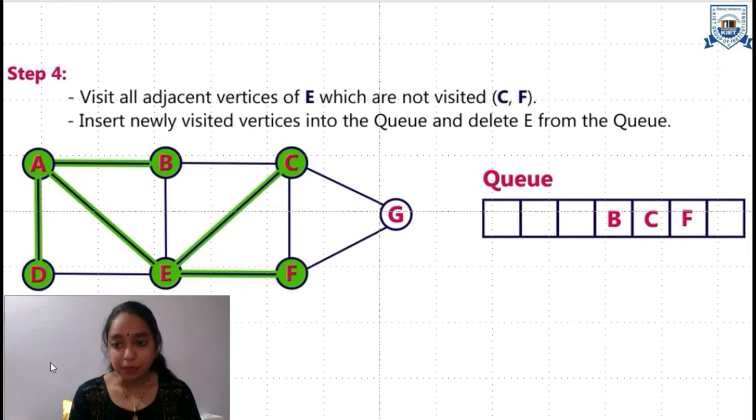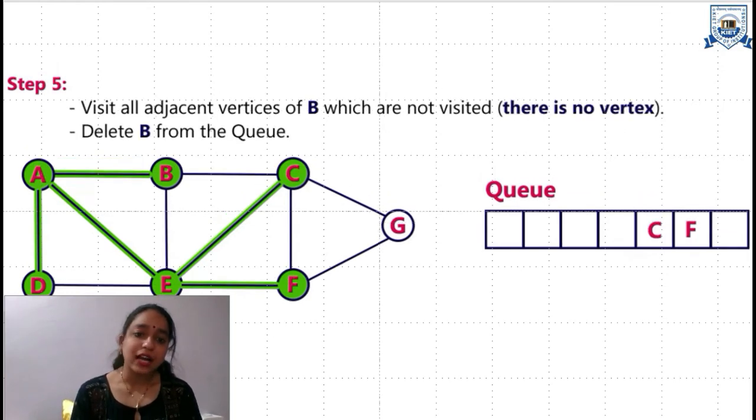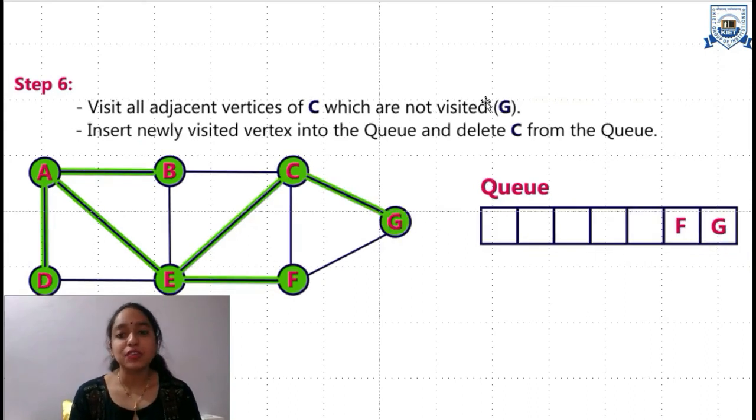Next is B. All the adjacent vertices of B are already visited, so there is no such vertex, and we delete B from the queue. Next is C. We find all the adjacent vertices of C which are not visited. Only G is there. We make G a newly visited vertex, insert it into the queue, and delete C from the queue.